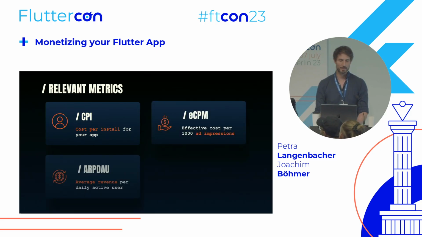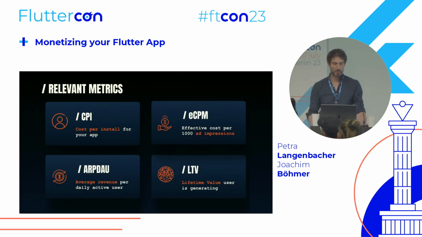Yes, at first I want to take a look at the relevant metrics that you should take into consideration when you're optimizing your ad revenue. The first metric that you want to look at is CPI, or cost per install, which is a key value when you want to analyze the performance of your marketing campaigns. You will always try to optimize your marketing assets and the targeted audiences to achieve the lowest cost per install that you can get. The next metric is called eCPM, or effective cost per 1,000 ad impressions.